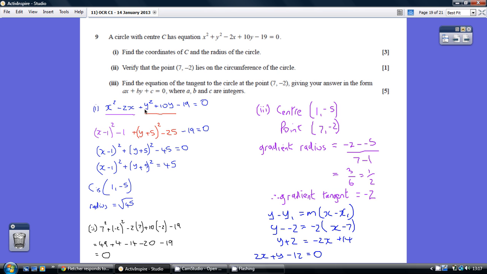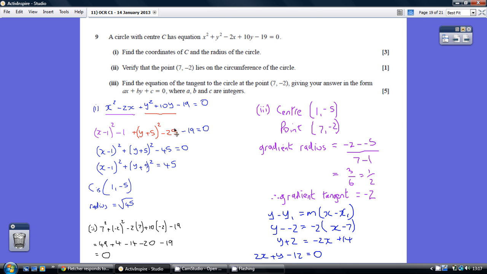We repeat this exercise for the two y terms, giving us this. Then obviously we've still got the minus 19. So gather up our minus 1, our minus 25, and our minus 19: minus 45. Add 45 to both sides, we get it in this format. The centre of the circle is therefore (1, minus 5), and the radius is the square root of 45.